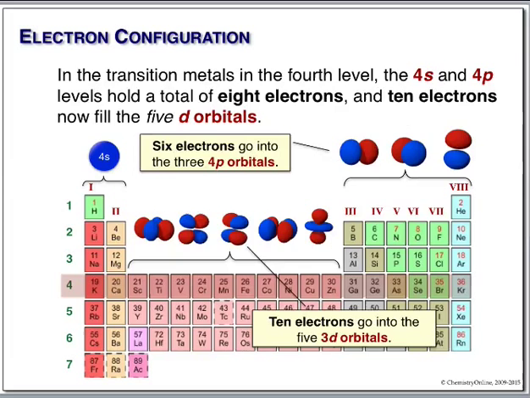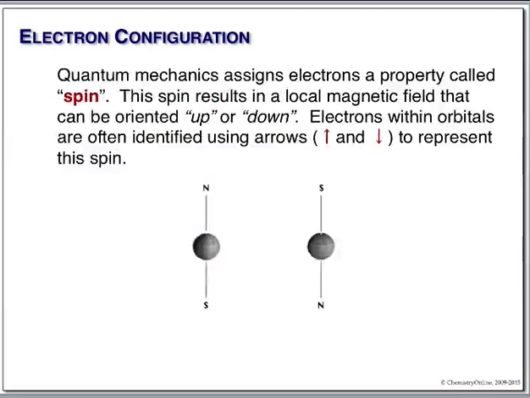All right, as we're putting these electrons in, there is a way that they go in. An electron can be described by a bunch of quantum numbers. And one of them is referred to as spin. Now, it's not really spinning. Okay, let's understand that. It's not really spinning. But it has this property that's called spin. This property actually generates a local magnetic field associated with that electron.